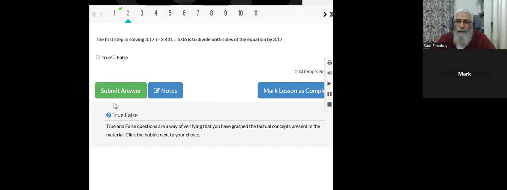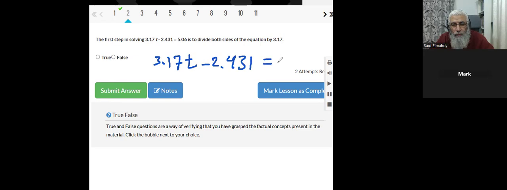This one, read. The first step in solving 3.17t minus 2.431 equals 5.0206 is to divide both sides of the equation by 3.17. Is it true? No, it is not true.